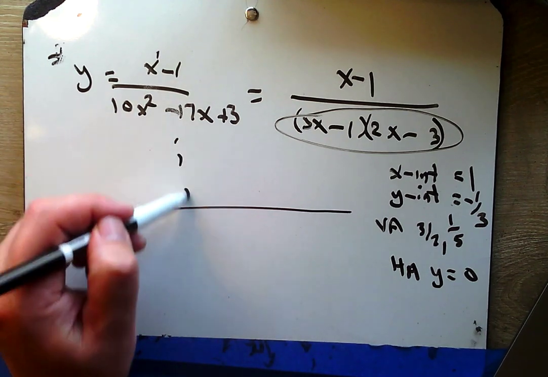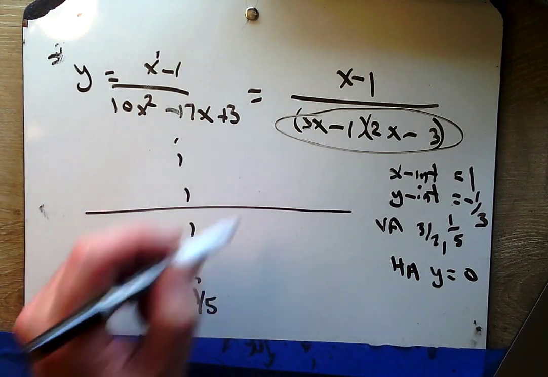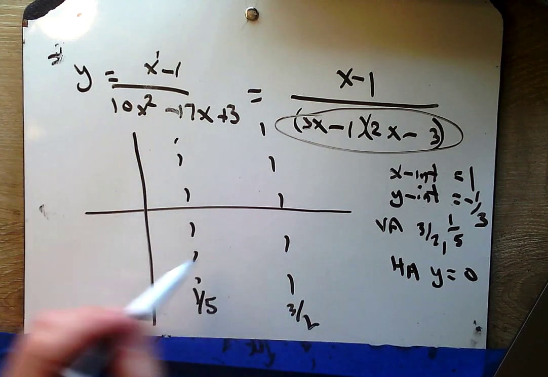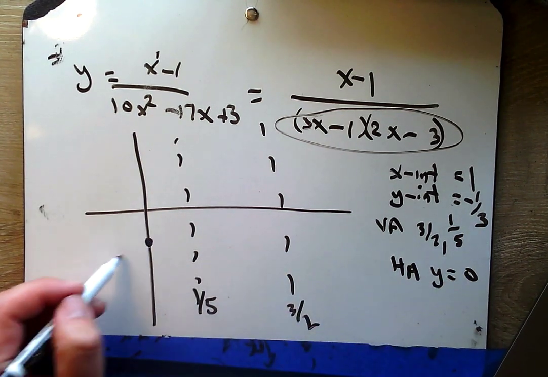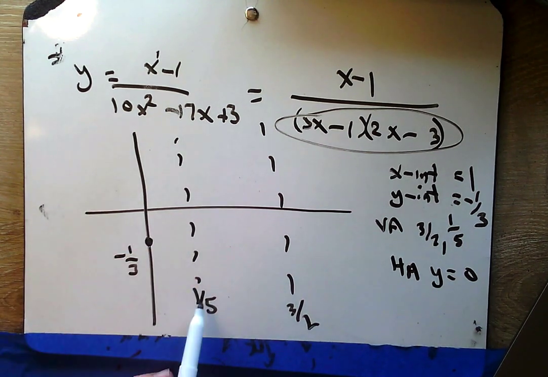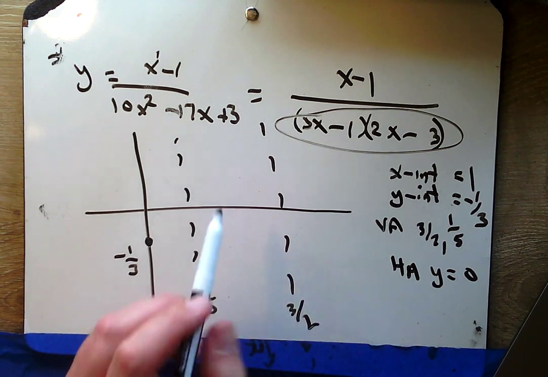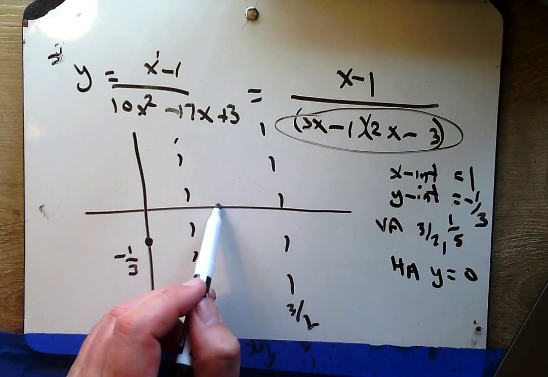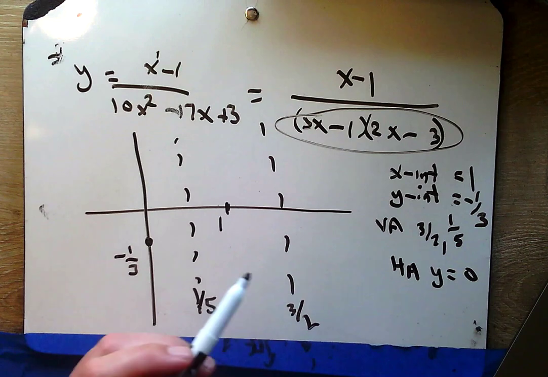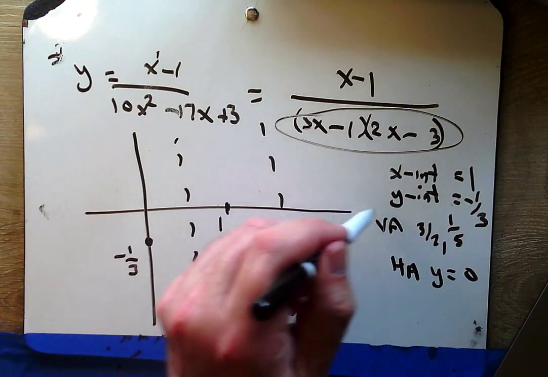We've got a vertical asymptote at 1/5, a vertical asymptote at 3/2. I've got a y-intercept of negative 1/3, an x-intercept of 1. Well, between these two numbers is 1.5. This is 0.20, so I'm going to go with here-ish for 1. Okay, and a horizontal asymptote here.